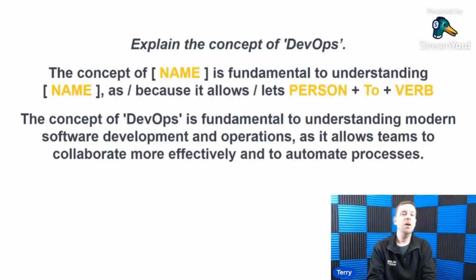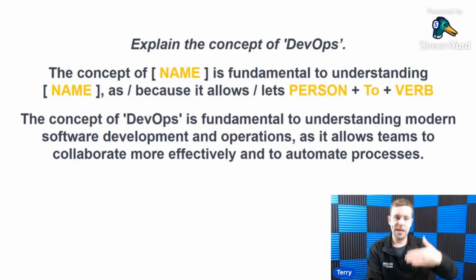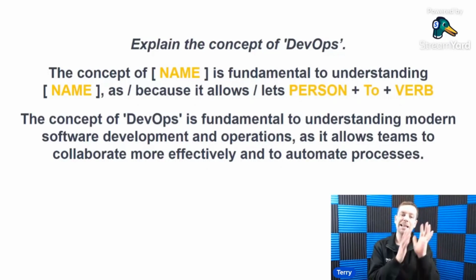Okay. So next one here, the second example of this kind of structure. The concept of [name] is fundamental to understanding [name] as or because it allows. Okay. The concept of DevOps is fundamental to understanding modern software development and operations as it allows teams to collaborate more effectively and to automate processes.